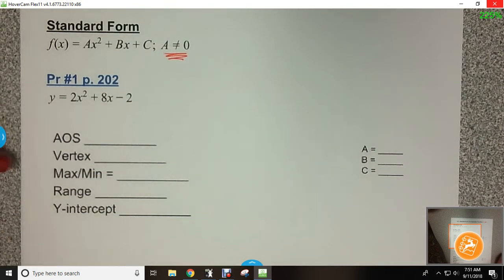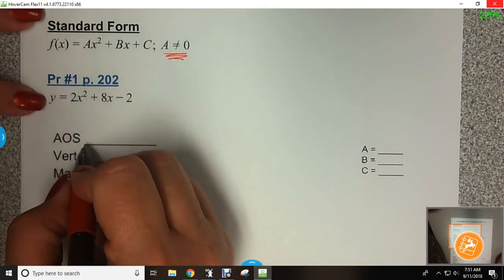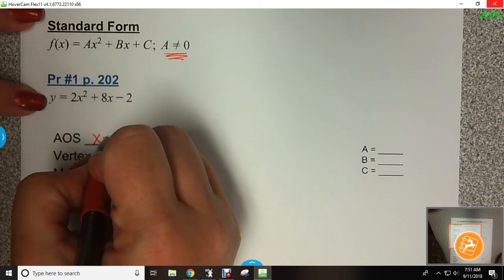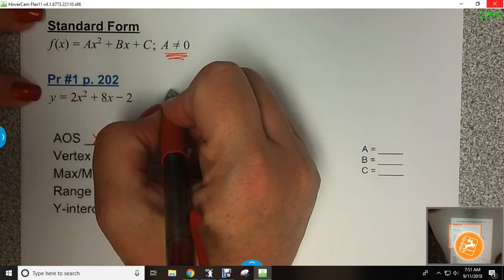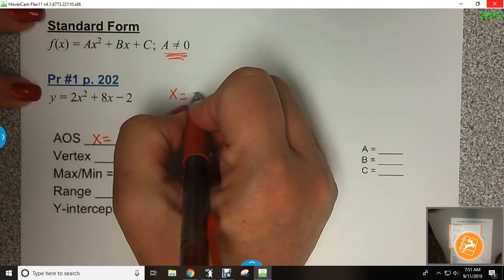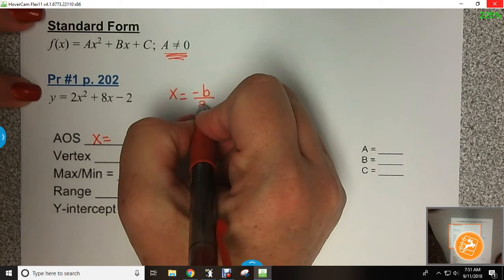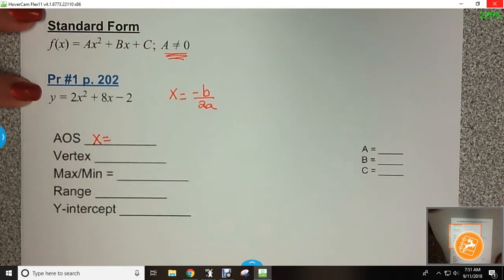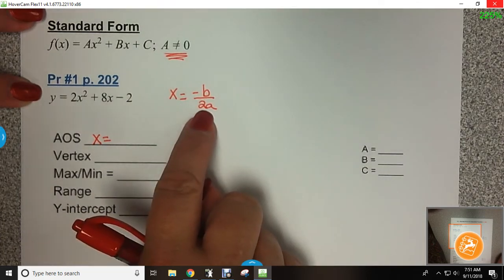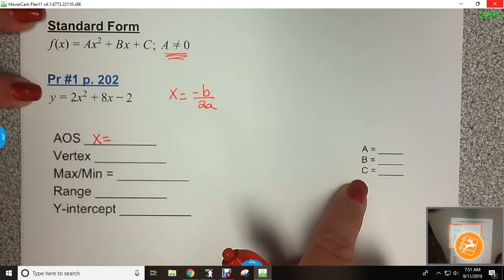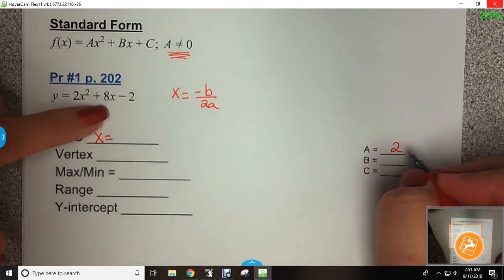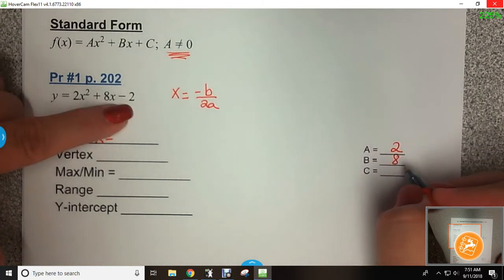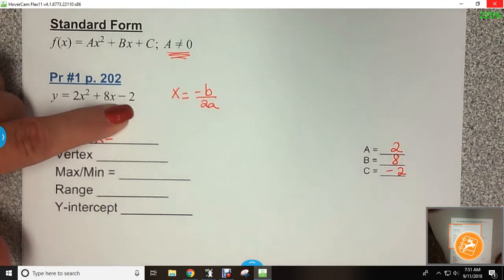Alright, so the way we're going to find these is just a little bit different. Okay, to find the axis of symmetry, remember that is going to be an x equals equation. So what you're going to do is you're going to say that x equals negative b over 2a. Okay, if I'm going to plug stuff in here, I need to know a, b, and c. Right? So in my equation in standard form, a is 2, b is 8, and c is negative 2.